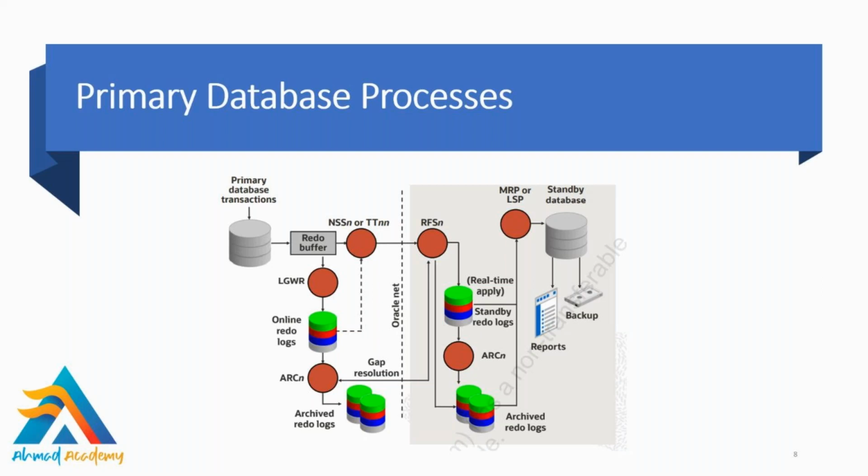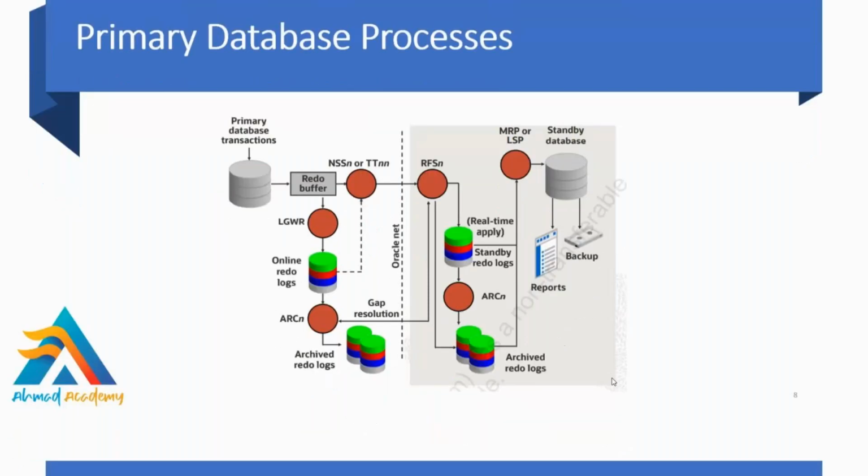And the archiver process basically copies the online redo log files to a separate file, that is archive redo log files. It also ships redo data to the RFS process when any gap happens, and it will resolve all the gaps on all standby databases. By default 4 archiver processes will start, and a maximum of 30 archiver processes we can configure.